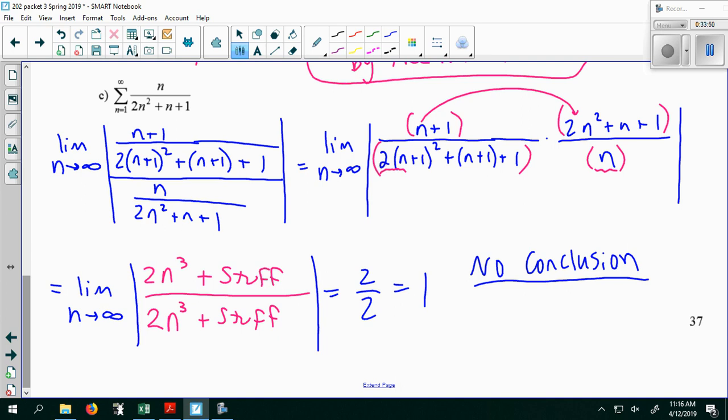I think I would do the direct comparison test. I would compare to 1 over n. Right, just look at the ratio of the leading terms. N over 2n squared would be 1 over 2n compared to 1 over n. It should have the same behavior. So either do a direct comparison or the limit comparison test.